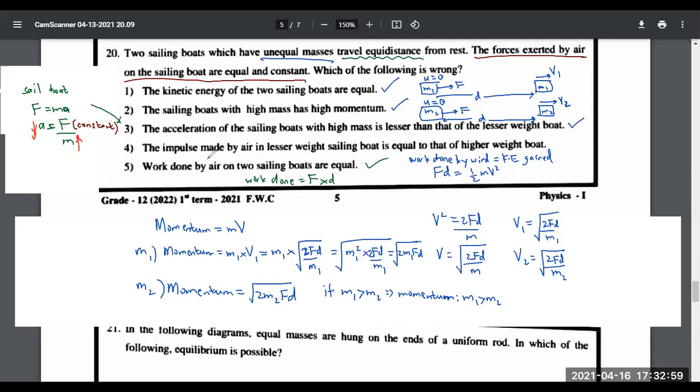The fourth is the question mark. Now let's go back to the fourth. The impulse made by air in the lesser weight sailing boat is equal to that of the higher weight boat. What do you think about that? Impulse.